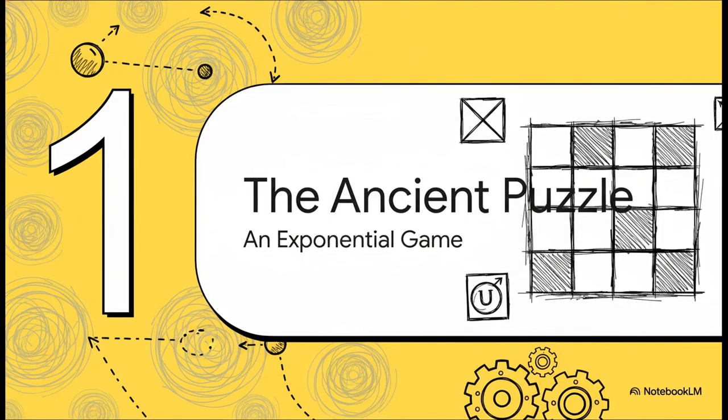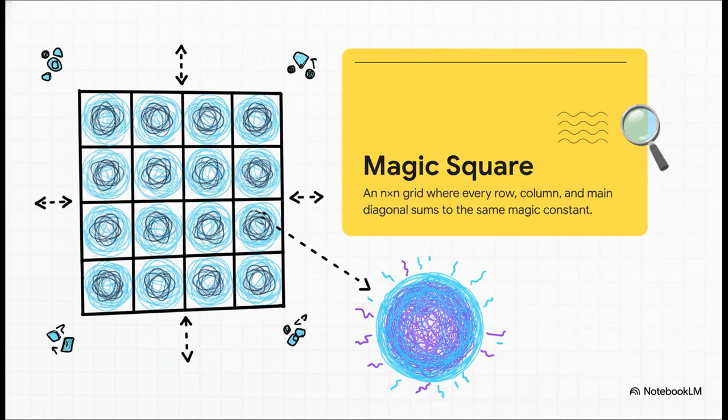Okay, first things first. Let's get a real grip on the problem they're tackling here, the magic square, which is actually a lot more complex than it looks. So what is a magic square? Well, it's this perfectly balanced number grid. For any size grid, let's say n by n, every single row, every column, and both of the main diagonals have to add up to the exact same number. We call that the magic constant. For the classic 3 by 3 grid, that number is always 15.